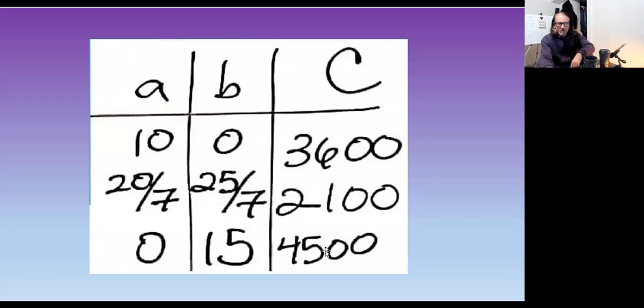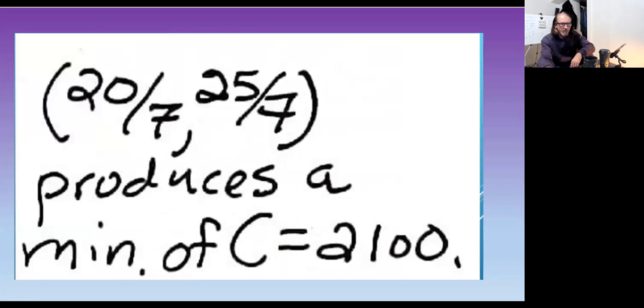Okay. Now, remember that we were supposed to minimize this objective function C. And putting those three values in order, 2100 less than 3600 less than 4500. So that minimum value of C is 2100, produced by 27ths, 25/7.